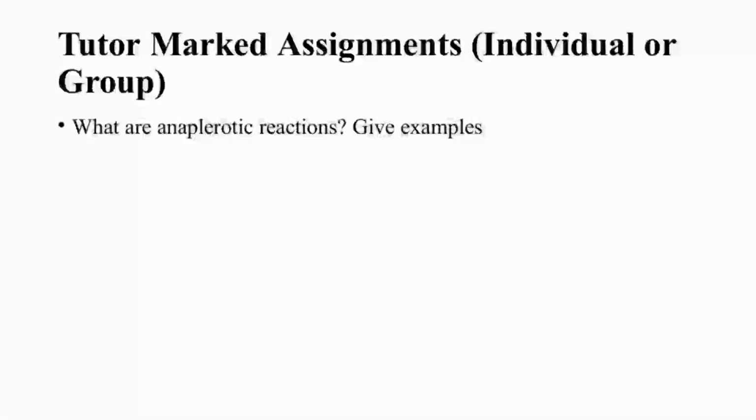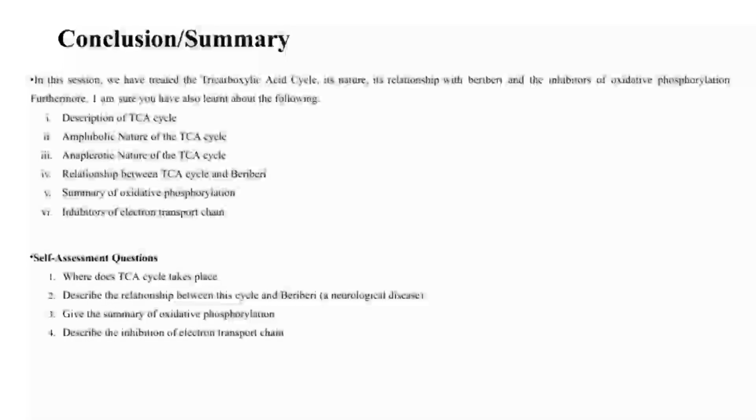In this session, we have explored the Tricarboxylic Acid Cycle, also known as the TCA Cycle, and discussed its fundamental nature as a central metabolic pathway. We looked into how it connects with other metabolic processes and its role in energy production.